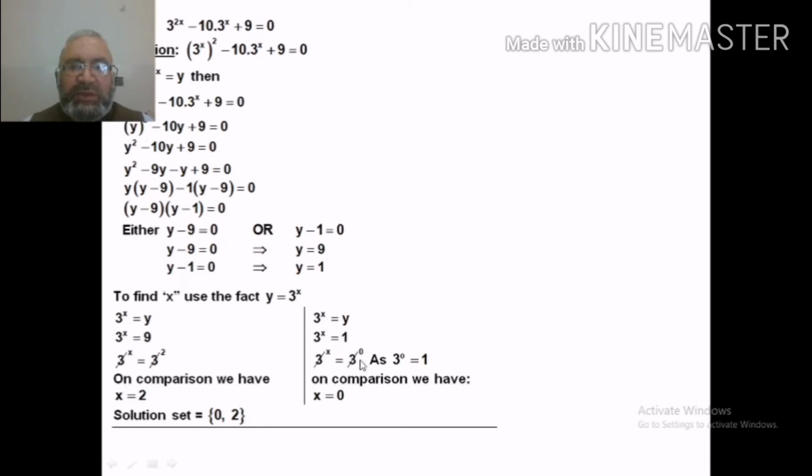So comparing these two, 3 power x, 3 power 0. When the base is the same, comparing the powers, we get x is equal to 0. Thus the solution set is 0 and 2, first value and second.